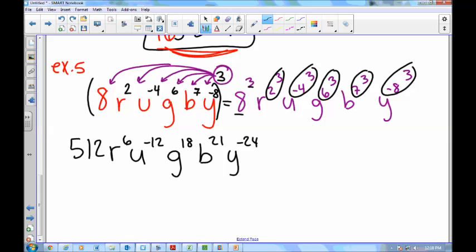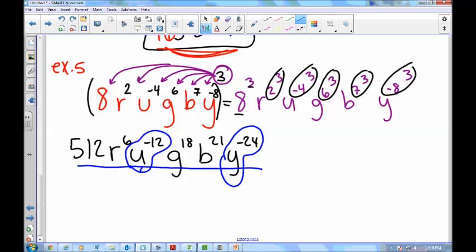The negatives. Good. Okay, so we have U for negative 12. Notice I circled both parts. And Y for negative 24. Where do those go? Bottom. Yeah, we can put all of this over 1. And the U will move down and the Y will move down. So our final answer: 512, R to the 6.